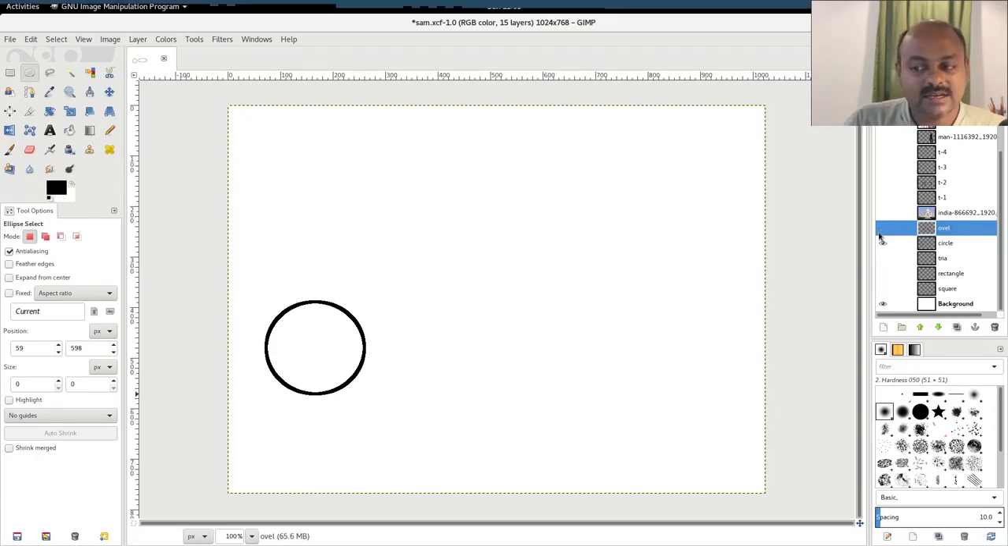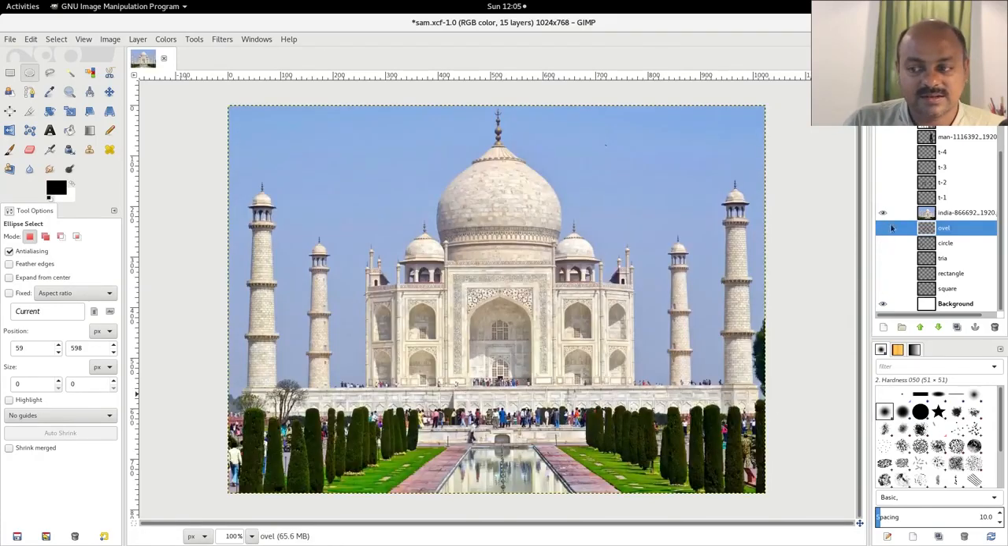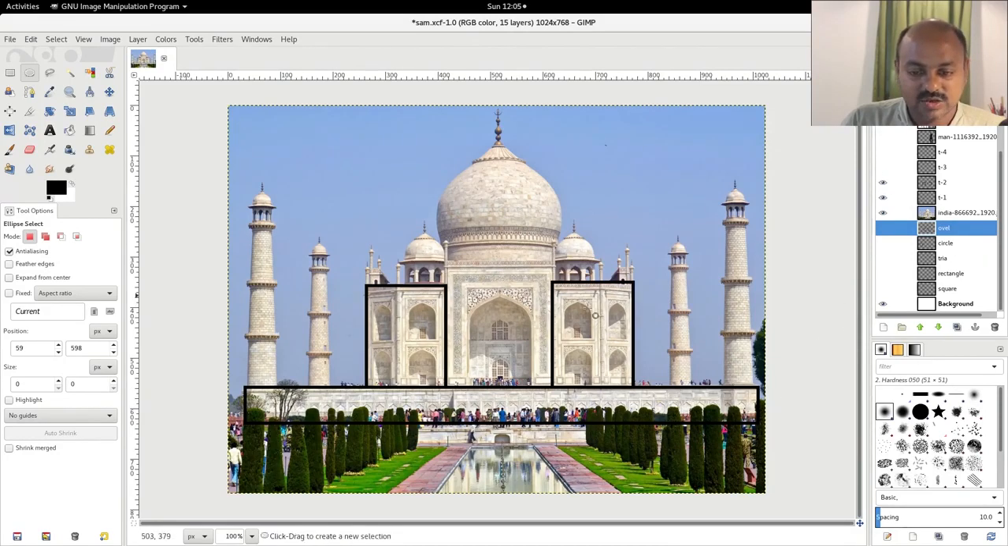Let's take a picture of a Taj Mahal. In this, if you notice, there's a long rectangle here and two small rectangles here. Then there is an oval at the dome and finally capped by a triangle. So these are the basic shapes that you can observe in almost anything that you see around you.